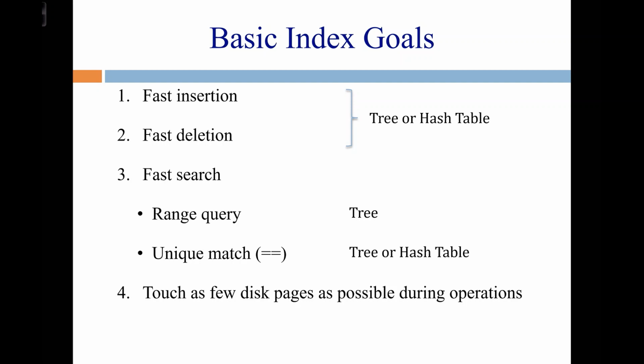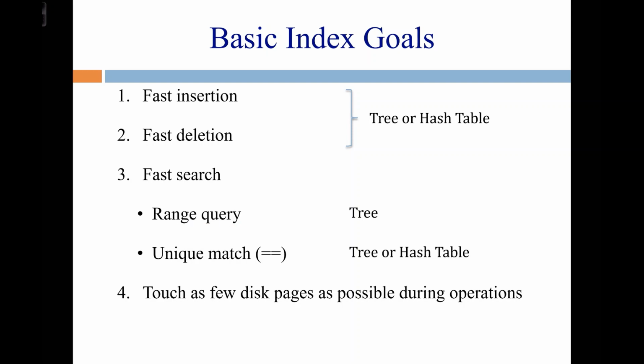Now let's go back and look at the basic goals of an index. We saw that a tree is going to nicely support all of these operations algorithmically. And then as far as utilizing the disk efficiently, we'd want to use a B tree or a B plus tree. And the only reason we kind of rejected hash tables was because they don't support range queries.